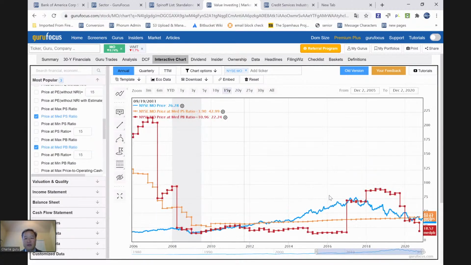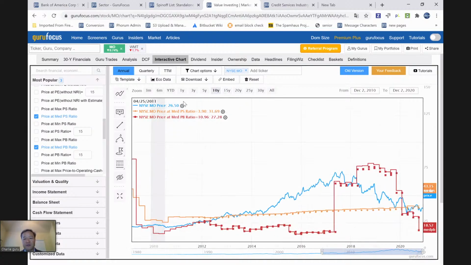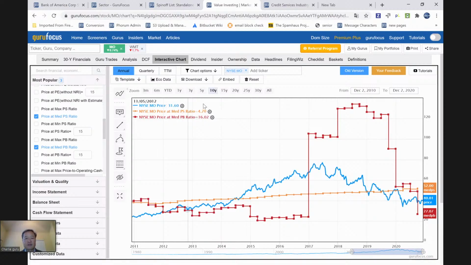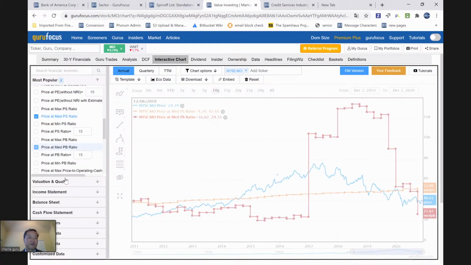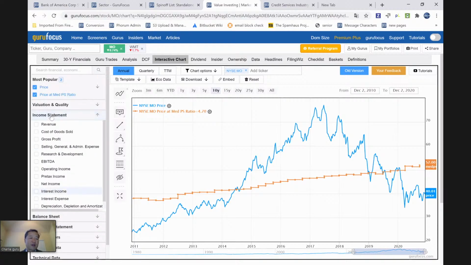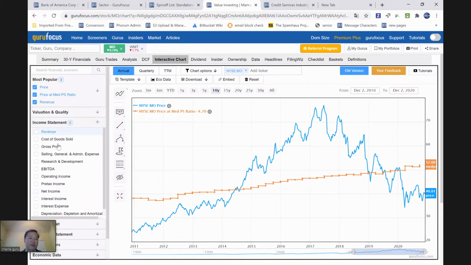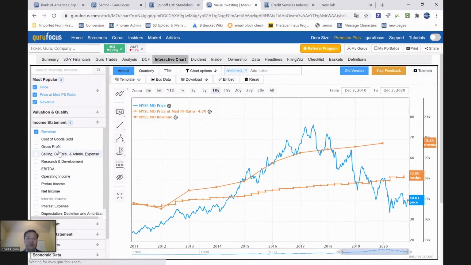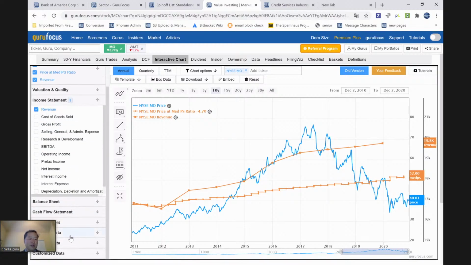MO is probably not a very good example for 15 years because it had a spin-off 15 years ago. But if you look at 10 years, it looks better. So these are the valuation charts. Of course, then you can draw the income statement, revenue growth, income, all these fundamental parameters, and you can even put economic data in it.